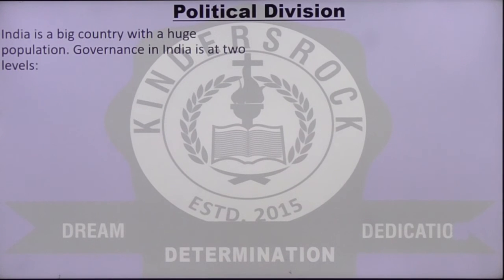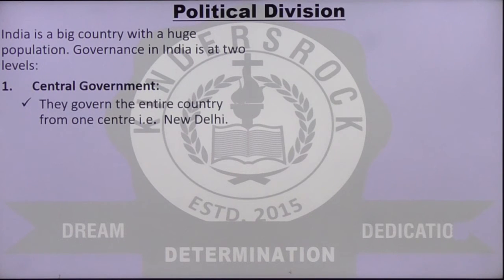India is a big country with a huge population. Governance in India is at two levels. The first level is the central government. They govern the entire country from one center, that is New Delhi. In Hindi we call it Kendra Sarkar, and the leader of the Kendra Sarkar or the central government is the Prime Minister. Okay? Now we have the state government.